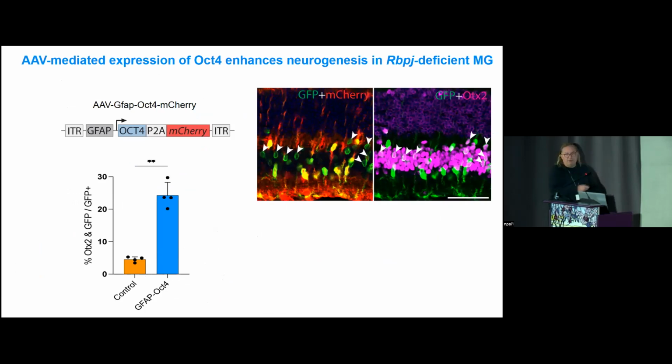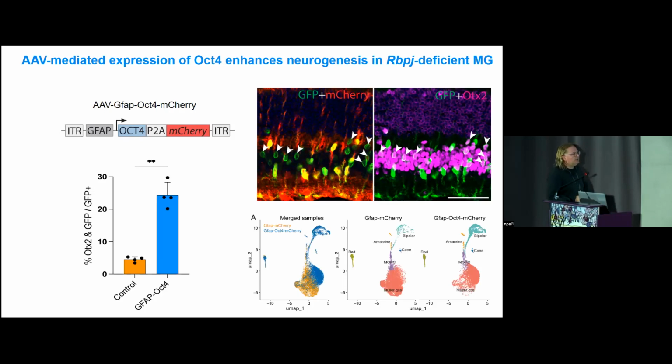When we misexpress it in control retina, basically in wild-type retina, basically nothing much happens, nor when we misexpress it in the NFI-deficient glia. But when we misexpress it in RBPJ-deficient Müller glia, we see a massive increase in neurogenesis, about a 6-fold increase. This is about 5 weeks out. The cells that are generated are basically all bipolar cells, however. And you can see here, this is single-cell seq from glia and glia-derived cells. You can see there's a whole lot more bipolars and fewer of these, which turn out to be resting glia.